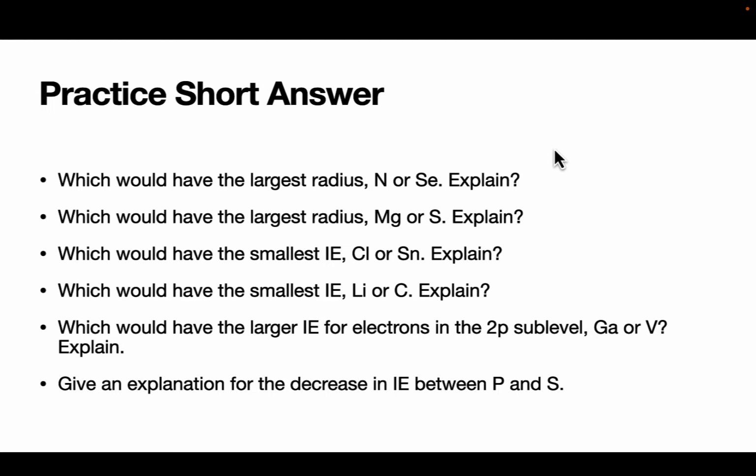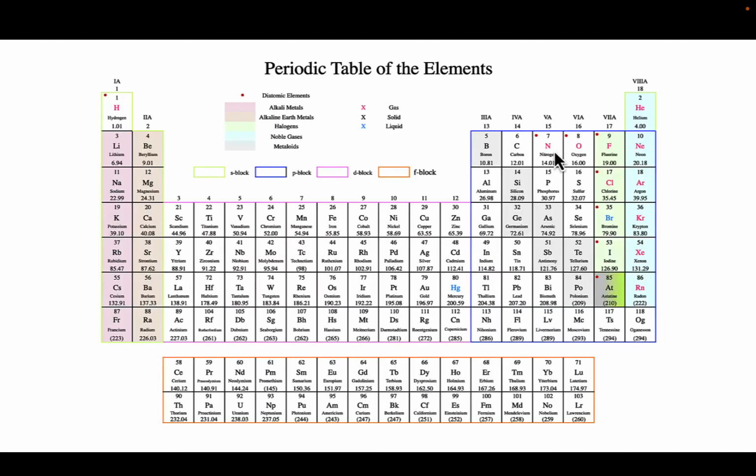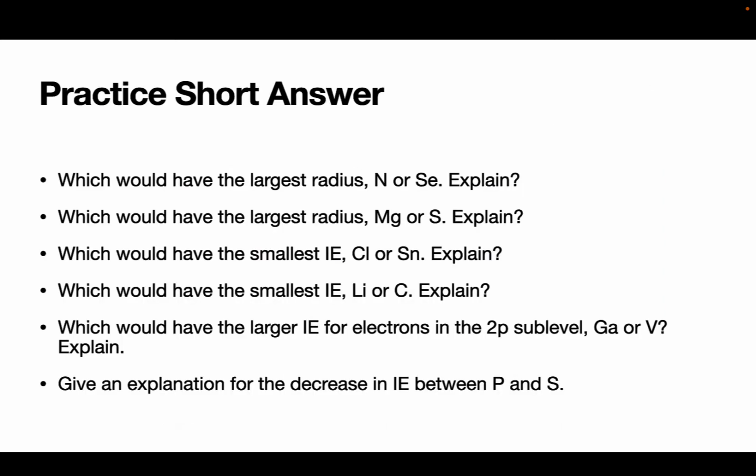Which would have the largest radius, nitrogen or selenium? Explain. Well, if we look at where nitrogen is located on the periodic table and we look at where selenium is located, we see that selenium is in the fourth period and nitrogen is in the second period. That means selenium has more energy levels. So if you were going to answer this question, we would say the largest radius is going to be with selenium, and the primary reason for that is because it has more energy levels.